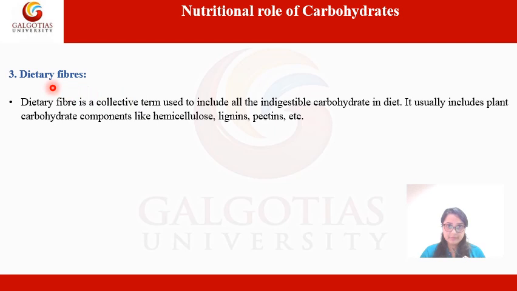Now the third component under nutritional role of carbohydrates is dietary fibers. We all know this term dietary fibers. We have been hearing this since our childhood. Dietary fiber is a collective term used to include all the indigestible carbohydrate in diet. It usually includes plant carbohydrates like hemicellulose, lignins, pectins, etc. So these are generally the indigestible carbohydrates in our diet.